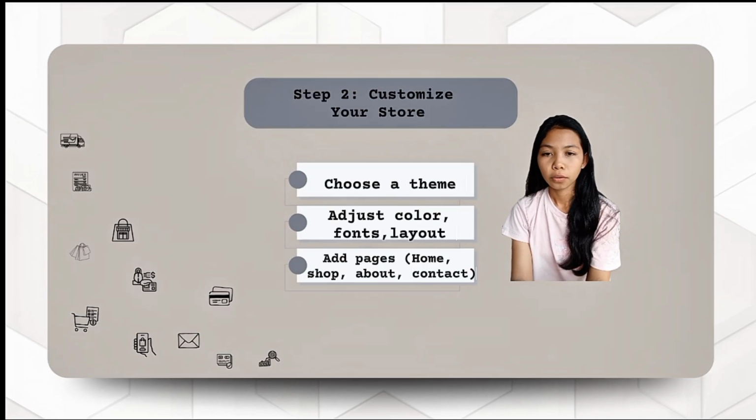Step 2. Customize your store. First, choose a theme. Second, adjust colors, fonts, and layout. Third, add pages: home, shop, about, and contact. At this step, you decide how the store will look. You select a theme that matches your brand style, whether modern, cute, or simple. Then personalize the colors, fonts, and layouts so the store looks professional. Don't forget to add important pages so customers can browse easily.